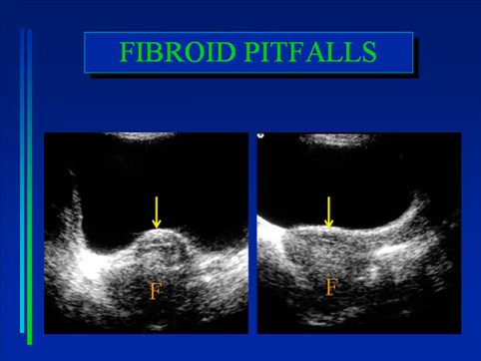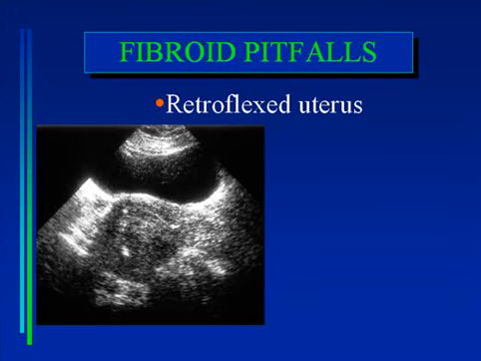Now, this pitfall only occurs at transabdominal ultrasound because of how the endometrial stripe is oriented relative to the ultrasound beam. And here we can see the endometrial stripe coming down into what was initially thought to be a fibroid and isn't. This is a retroflexed uterus.